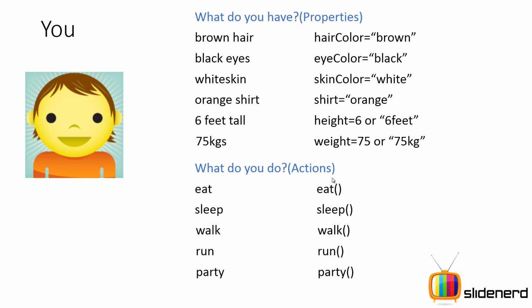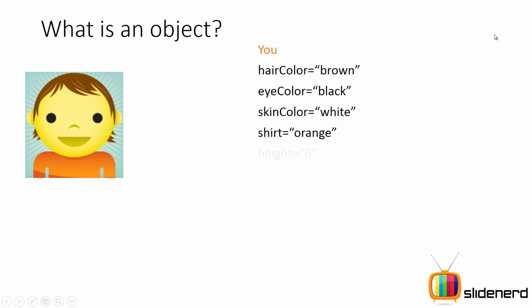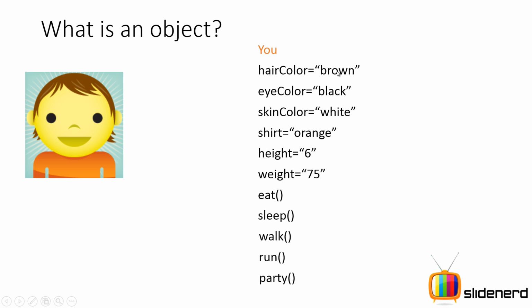So at this point, you have this question saying, hey dude, this is all fine. It's about me, that's great. But what is an object? Very simple. An object is a combination of your properties and your actions when we talk about you. So what do I mean by that? So if I say the object is you in Java program, then that means it has a hair color brown, eye color black, skin color white, shirt orange, height 6, weight 75, and eat, sleep, walk, run, party are some of the actions that you perform. So the properties and the actions combined together for any real world object make an object in Java.